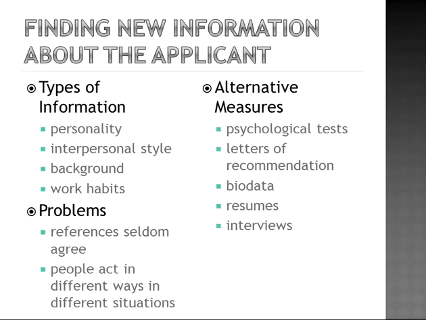Finding new information about the applicant. So we have types of information, finding out things like personality, interpersonal style, background, work habits. Problems. References seldom agree. People act in different ways in different situations. Alternative measures, psychological tests, the letters of recommendation, biodata, which uses application blanks that contain questions that research shows predict job performance, resumes, and interviews. All of these are ways in which we can find more and additional information about our applicants.